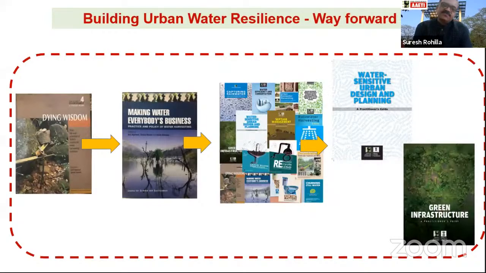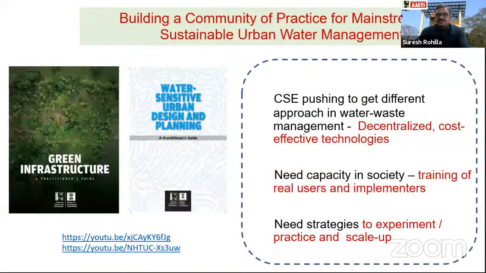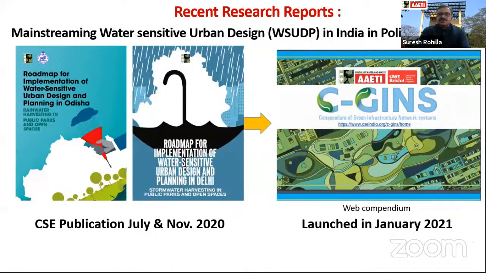However, I, as head of the Center for Science and Environment Center for Excellence, assisting the government, we have done some review, and we have found that we need to mainstream water sensitive urban design and planning, and we have to mainstream green infrastructure approaches in cities. We have developed a practitioner's guide for global south cities and India, where we are trying to show how practitioners can do decentralized cost effective measures, and we are also building up capacity of real users and real implementers to experiment and build these small scale projects which need to contribute.